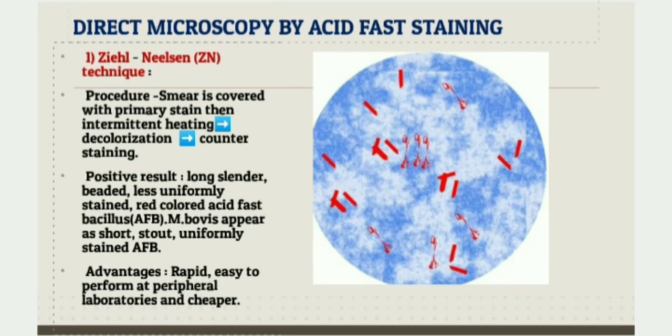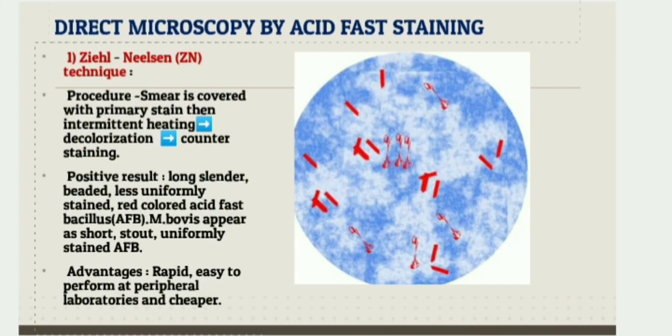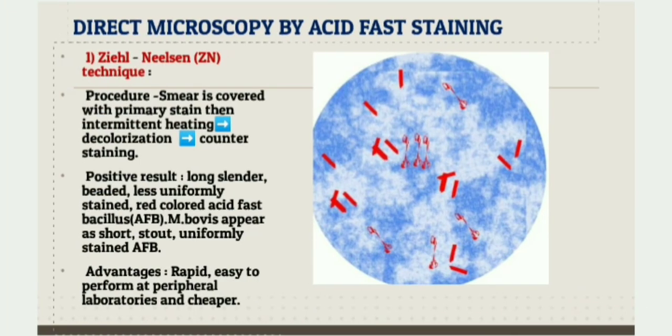The advantages of Ziehl-Neelsen staining is that smear microscopy is rapid, easy to perform at the peripheral laboratories and it is cheaper. What about the disadvantage? The main disadvantage is that smear microscopy is less sensitive than culture, and this method cannot determine the viability of the bacilli. The Mycobacterium tuberculosis appear as long, slender, beaded, less uniformly stained, red-colored acid-fast bacilli.